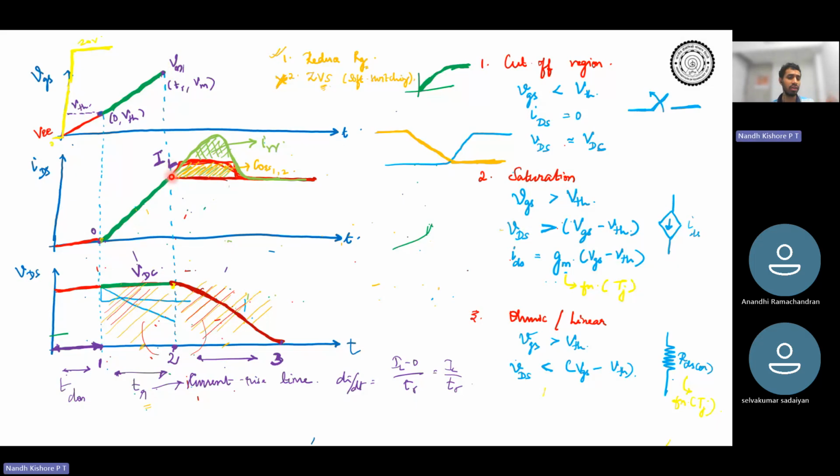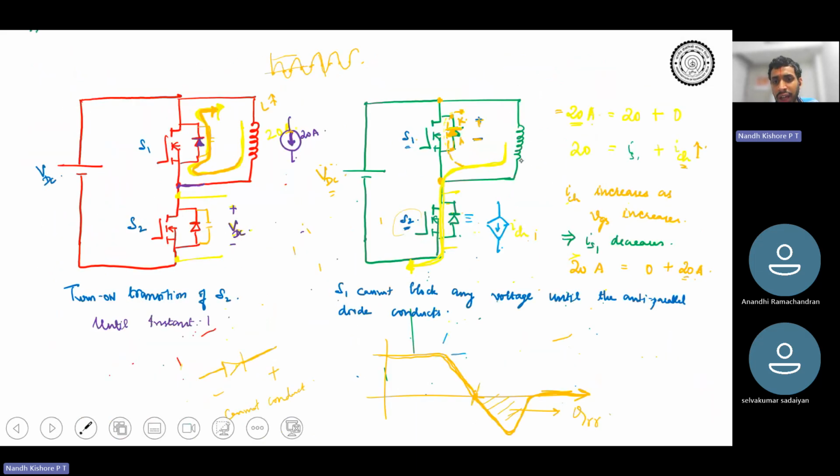Okay, and the drain source voltage cannot change. Why? Because there is a diode over here, the antiparallel diode. As long as this diode is in conduction, the voltage cannot change. Simple.